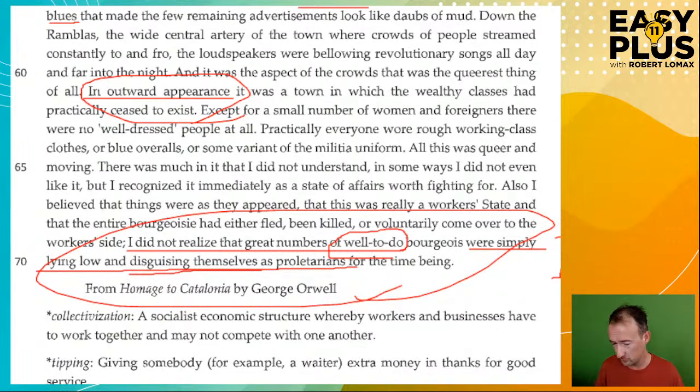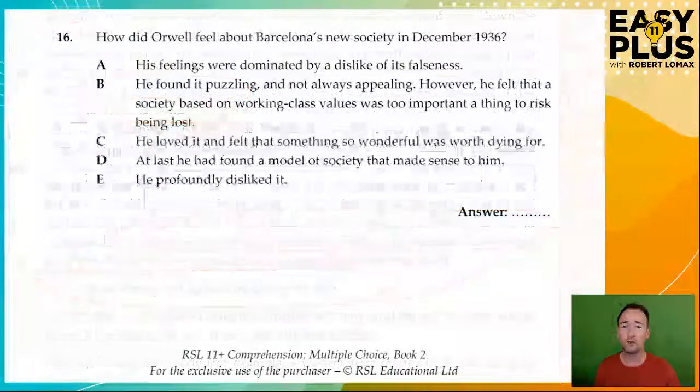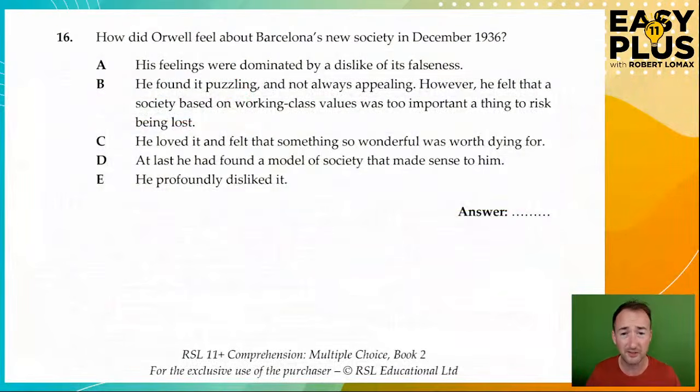Okay, right, back to this question, which is, how did Orwell feel about Barcelona's new society in December 1936? Woof, and the options are so difficult. Really, really hard, touching on politics, on really subtle differences of emotions. Whew, this is challenging. Okay, but that's what we're here for. It is a lesson on hard multiple choice comprehension.